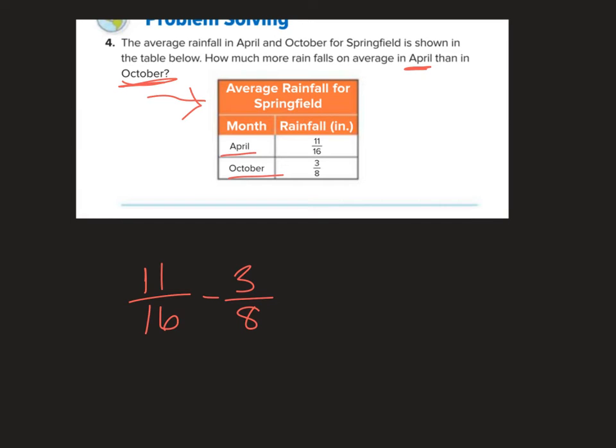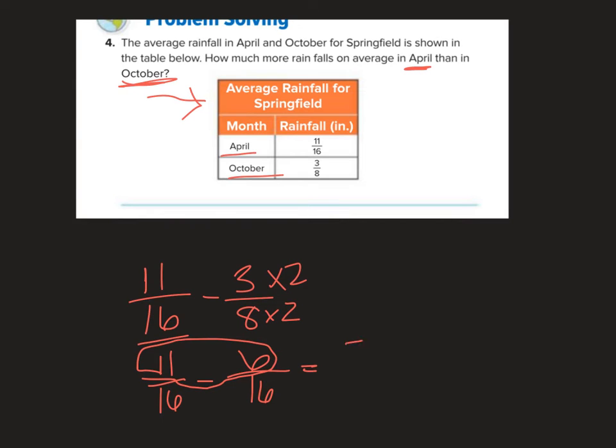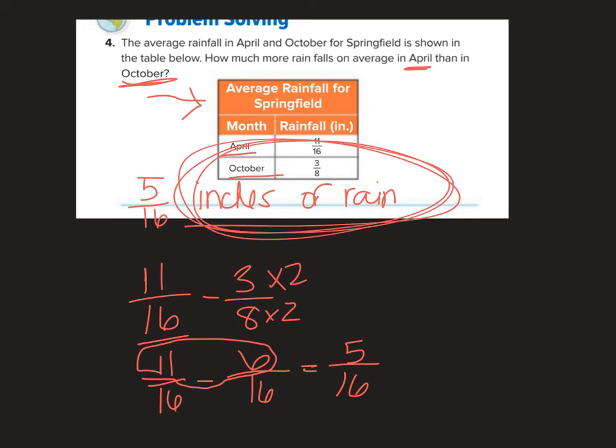Okay, so to get my common denominator of 16 here, I'm going to multiply by 2, multiply by 2. This one's already 16, so I'm just going to bring it down. 11/16 minus 3 times 2 is 6. 8 times 2 is 16. 6/16. So now I just need to do 11 minus 6, and that would give me 5/16. So now this is a word problem, so we need to make sure we're doing 5/16 inches of rain for our answer here. Don't forget your label. All right, let's go to the next one.